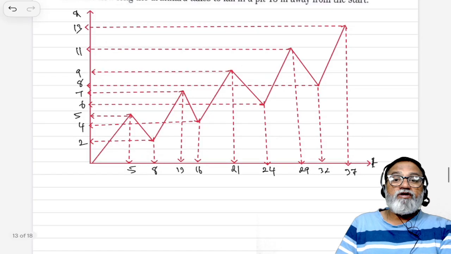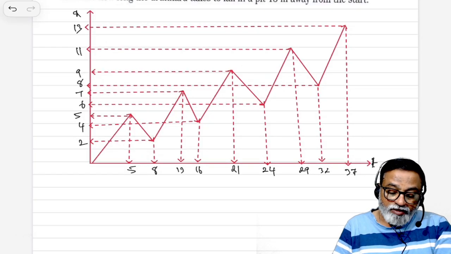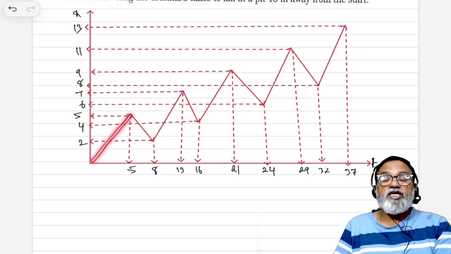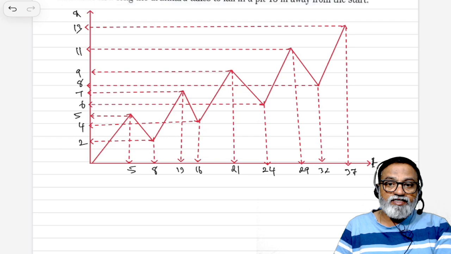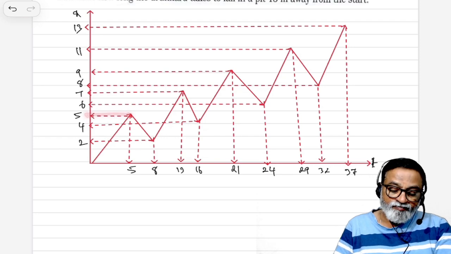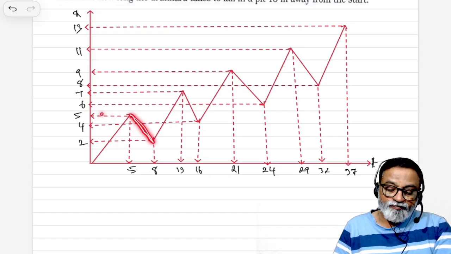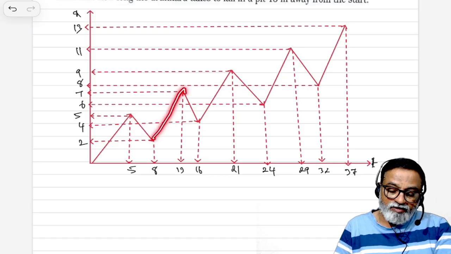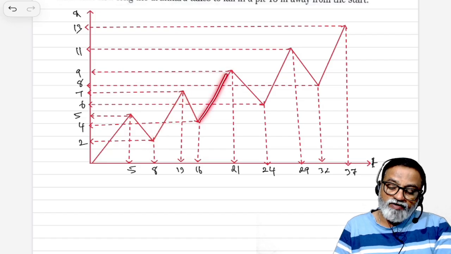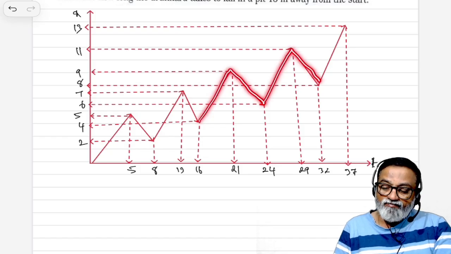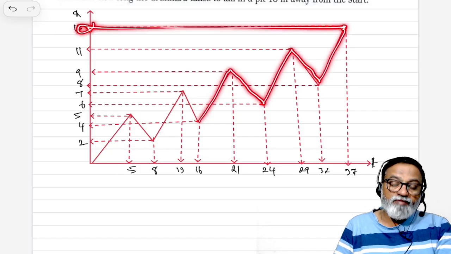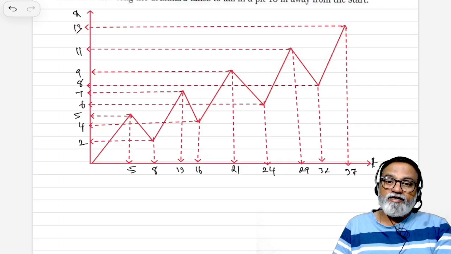See, this is the x-t graph. The drunkard takes 5 steps forward. Each step is 1 meter, therefore a total of 5 meters. And 3 steps backward, from 5 to 2. Like that, 5 steps forward, 3 steps backward, 5 steps forward, 3 steps backward, forward, backward. And finally he fell into the pit.